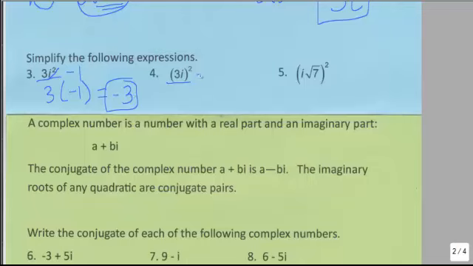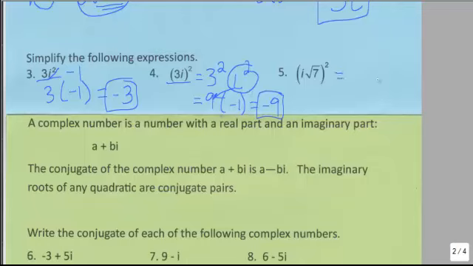Now the difference with question number 4 is that because both of these are inside those parentheses being squared, we need to square the two numbers separately. So we'll be squaring the i, and we'll be squaring the 3 separately. So 3 squared is 9, i squared is -1, and 9 times -1 is -9. Again, that i squared will change the sign of that number.